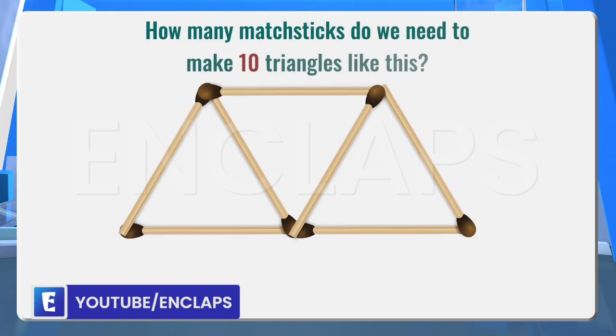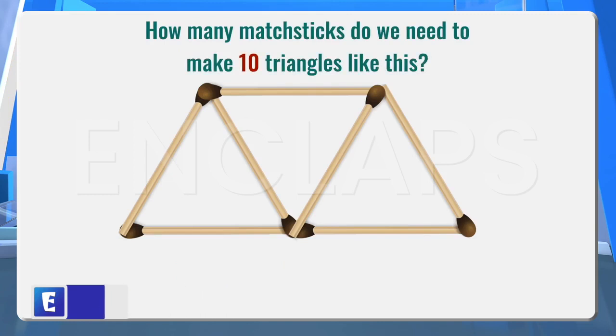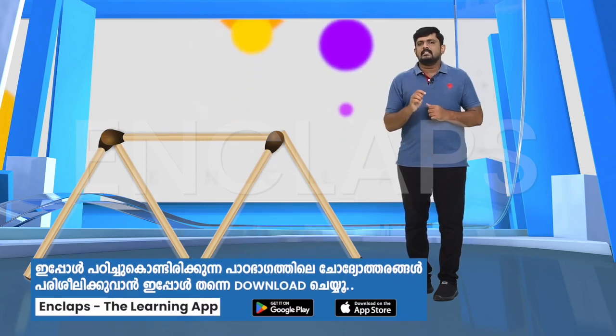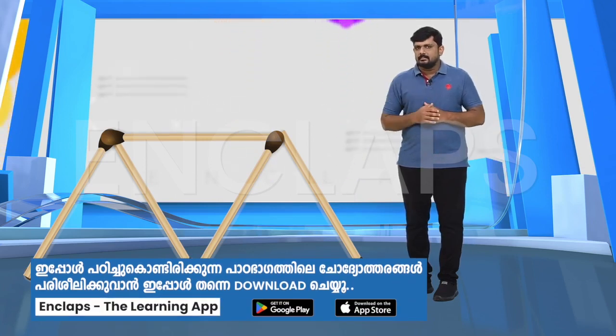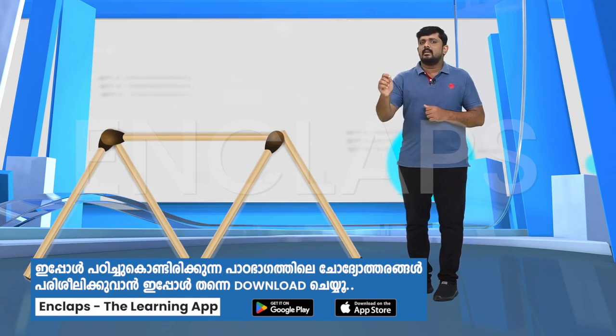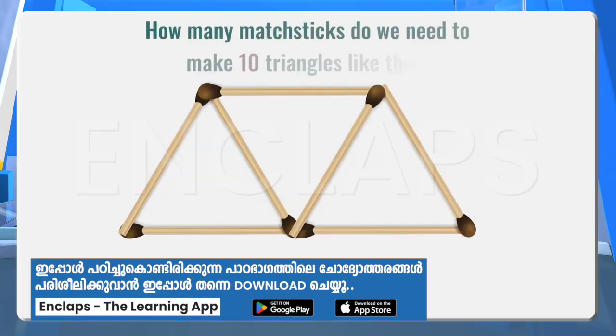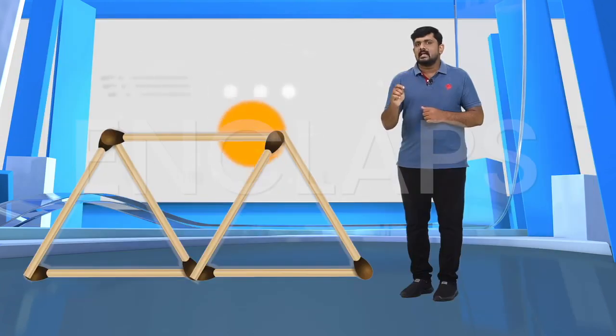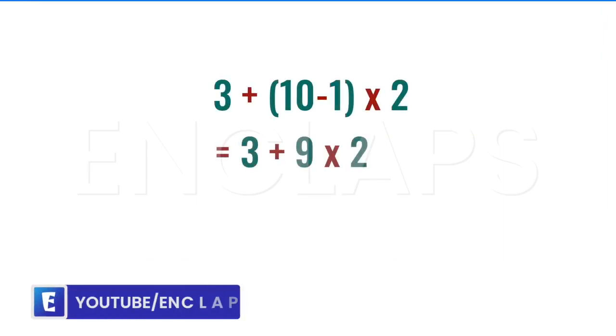So what will we do to find the number of matchsticks needed to make 10 triangles? We already know that for the first triangle 3 matchsticks are needed, and for each of the remaining extra triangles 2 more matchsticks are needed. Then for 10 triangles, the first triangle needs 3 matchsticks, and for each of the remaining 9 triangles 2 extra matchsticks are needed. That is, 3 plus 9 into 2, 21 matchsticks are needed.